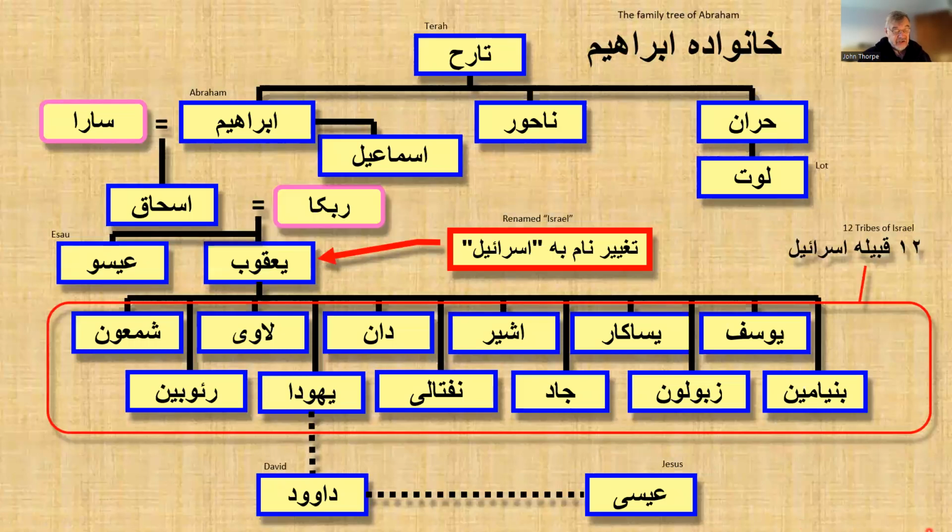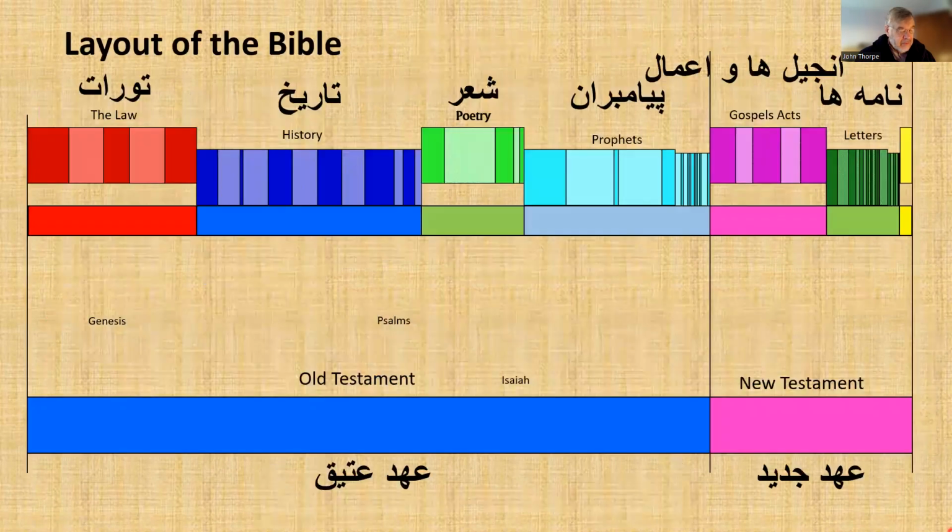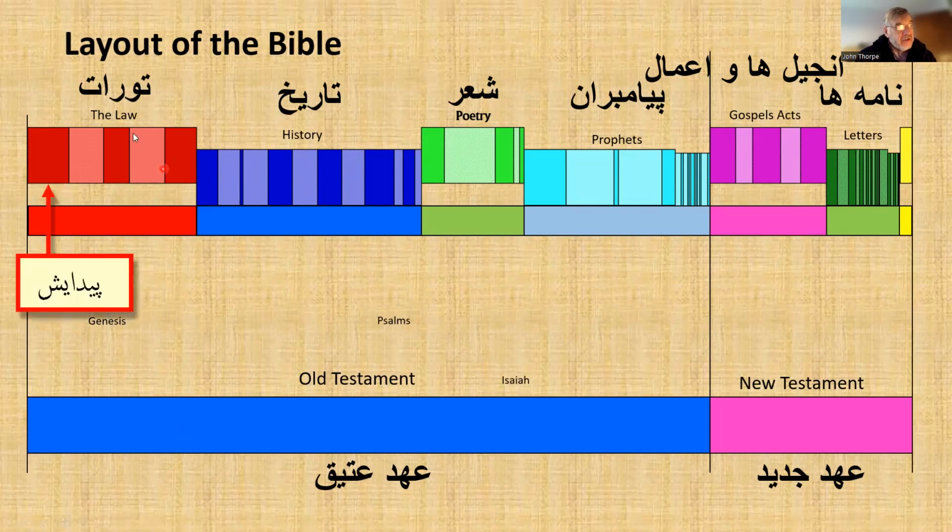So it's the family of Jesus Christ, and it's written down for us many years before Jesus was born. So back to the way the Bible is put together. The first section of the Old Testament is Torah.